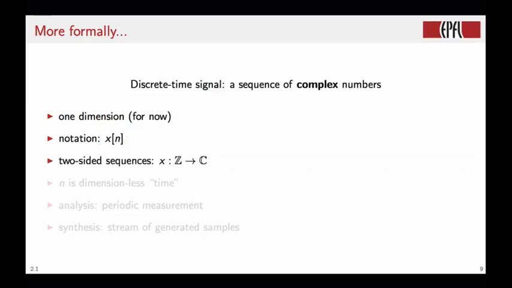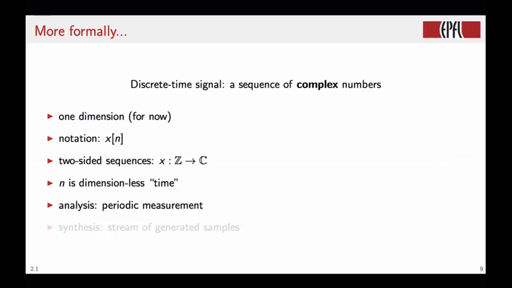We typically have two-sided sequences, so they start from minus infinity to, let's say, x[-1], x[0], x[1], etc., and go off to plus infinity. And the index is dimensionless, so it could be seconds, years, microseconds, or whatever, but we just index it as a dimensionless integer index. The analysis of a signal means we take periodic measurements.